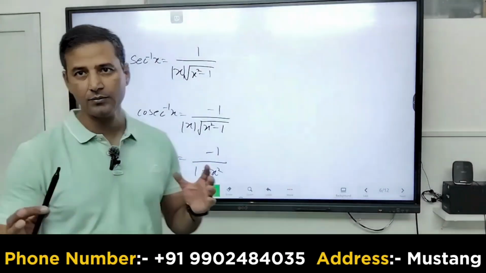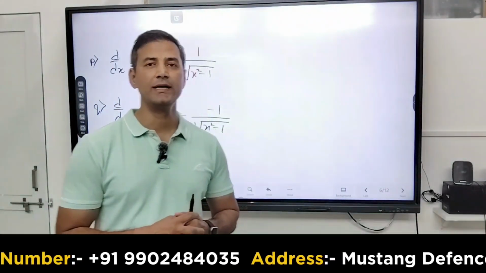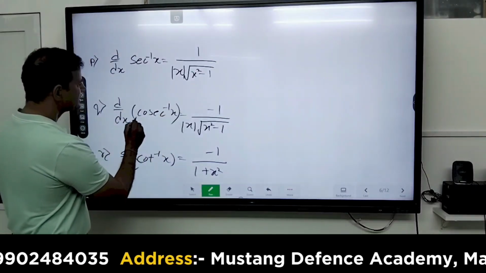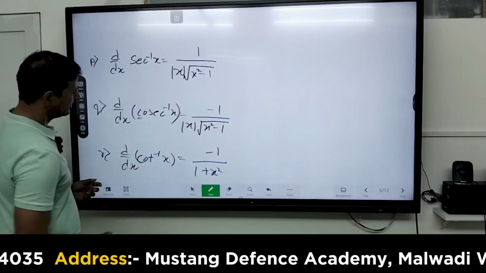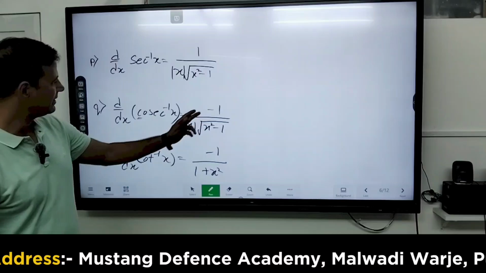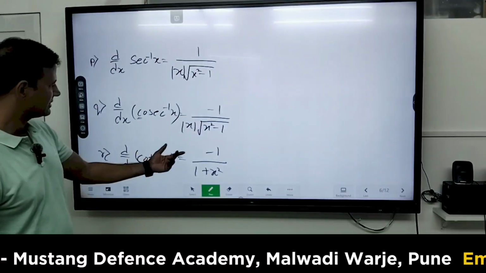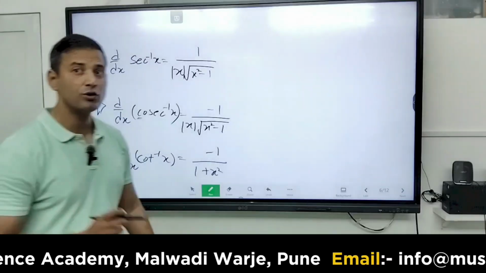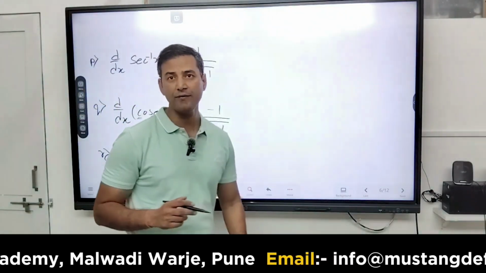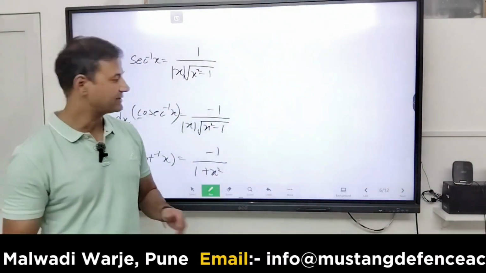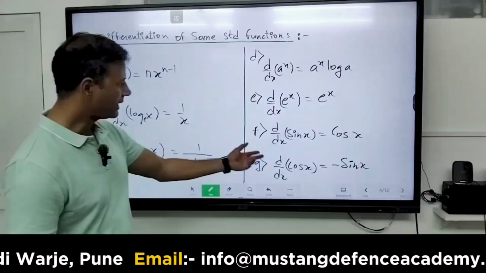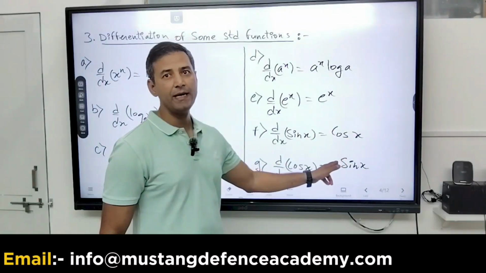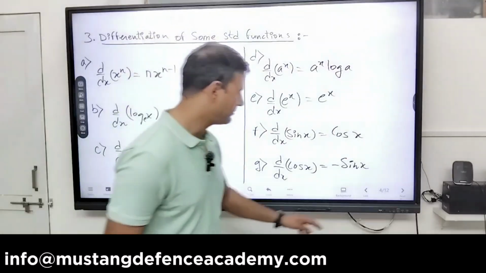Now, I'll tell you, there is a pattern to it. Wherever there is a differentiation of a function starting with c, like cos inverse of x, the sign is minus. Cosec inverse of x, the sign is minus. Also cos of x: the derivative of cos of x is minus sin of x. Okay. So wherever there is c, the result would be negative. Just keep this in mind.